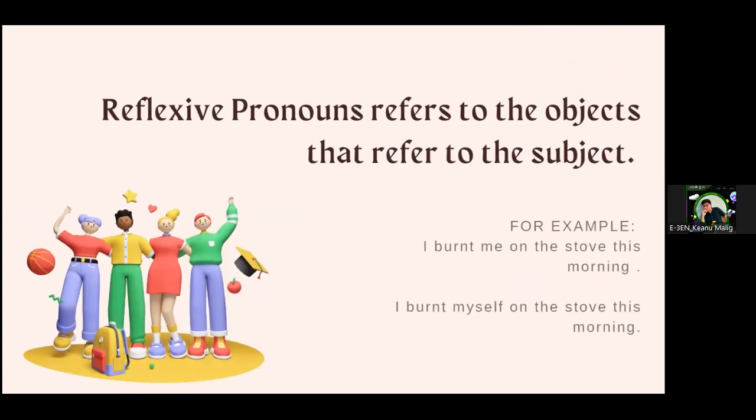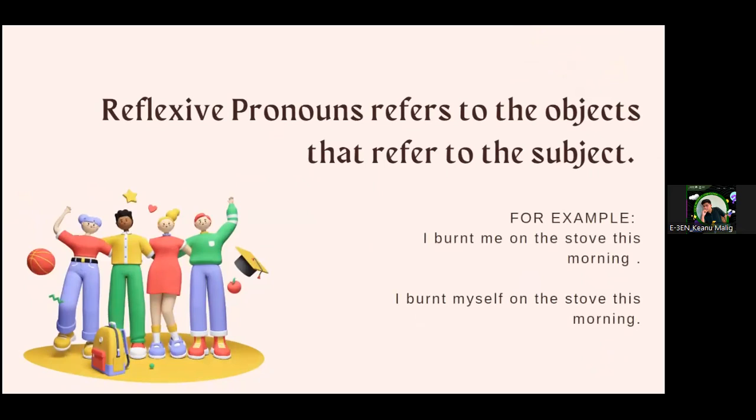Reflexive pronouns. This refers to the objects that refer to the subject. This pronoun tells us that whoever performs the action in a sentence is also the one on the receiving end of that action. So for example, I burnt me on the stove this morning. So this is an incorrect sentence. To change it into its proper form, the word me is replaced by myself. Like I burnt myself on the stove this morning. In addition, reflexive pronouns can be used as the direct object, indirect object, or object of a preposition in a sentence. So that's all for the reflexive pronouns.